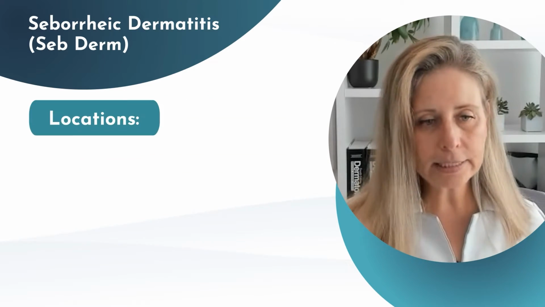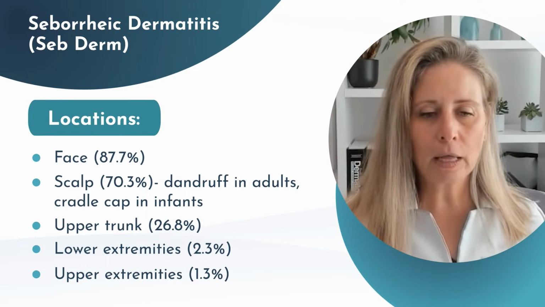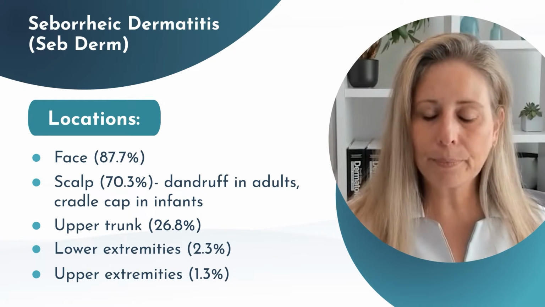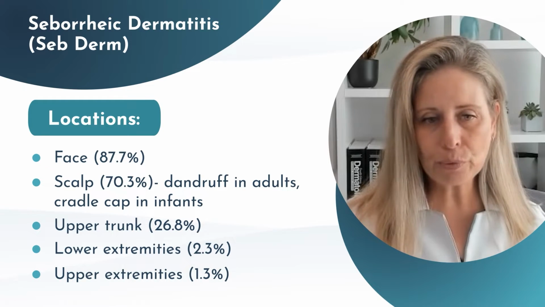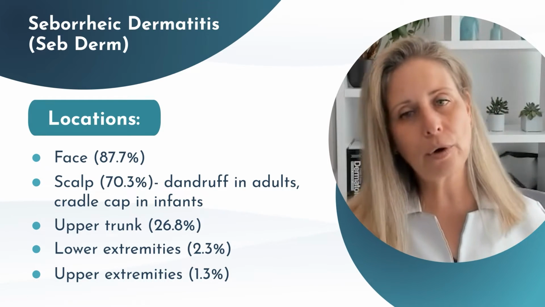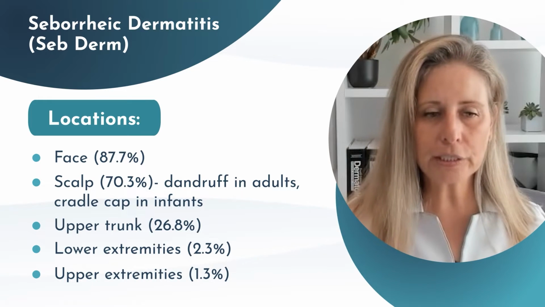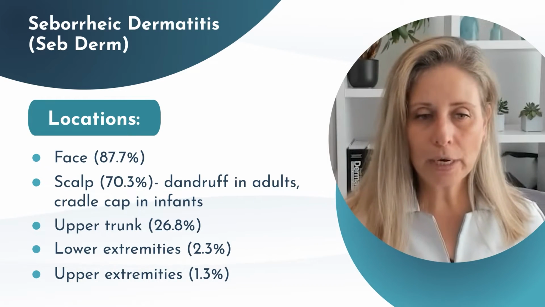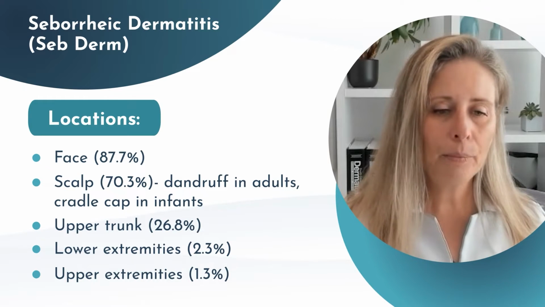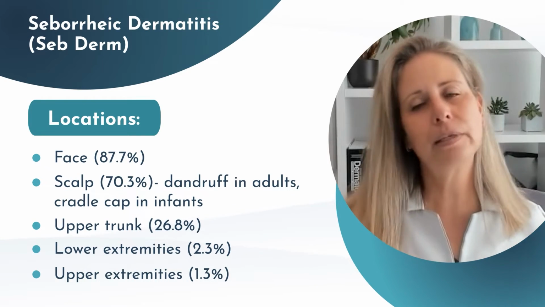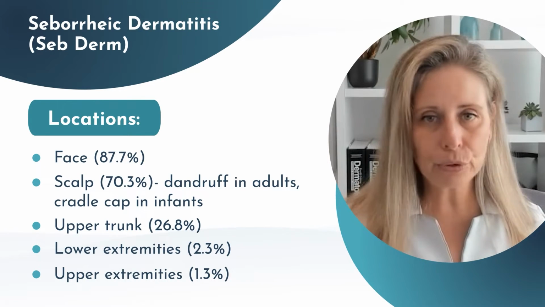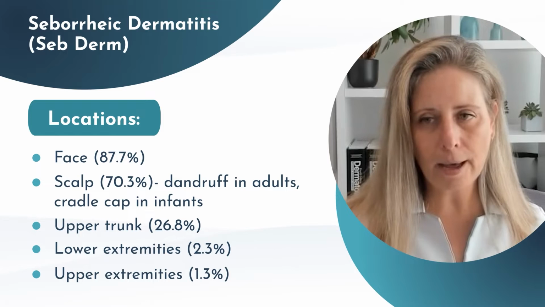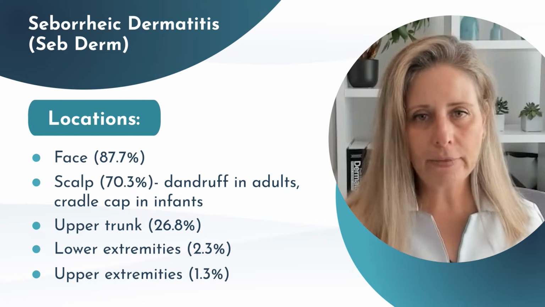So the most common location to see seborrheic dermatitis is on the face. One study logged it as 87.7%. The scalp is next, 70.3%. We call it dandruff in adults and cradle cap in infants. We're going to talk about each condition a little bit further. The upper trunk can be a common area, but we see that the lower extremities, so the legs, and upper extremities, the arms, are much less common. Again, these are not big sebum producing areas, so we're seeing Malassezia colonization in the areas that are rich in sebum production.